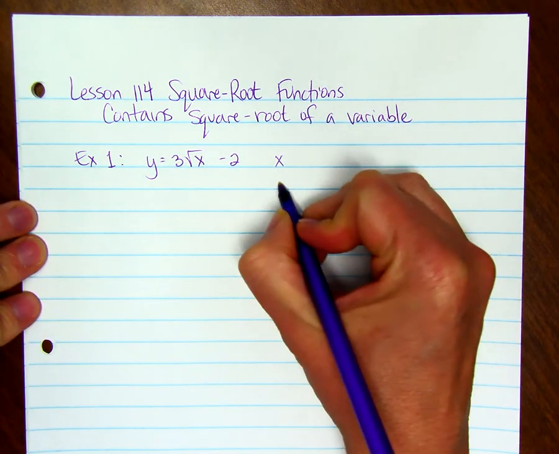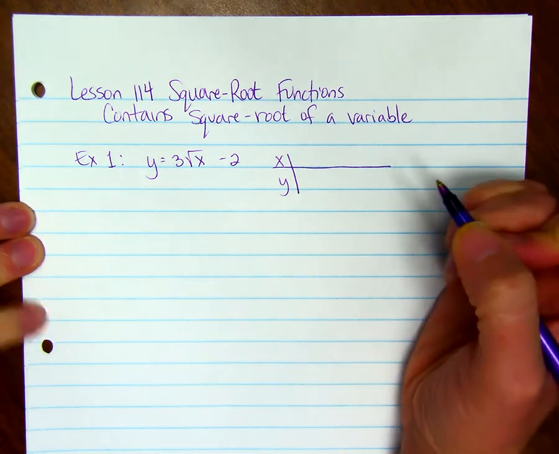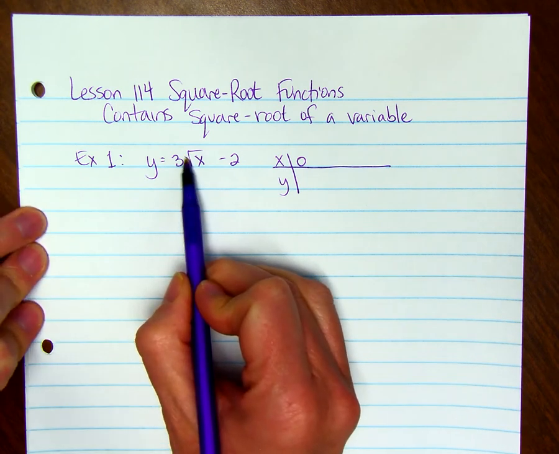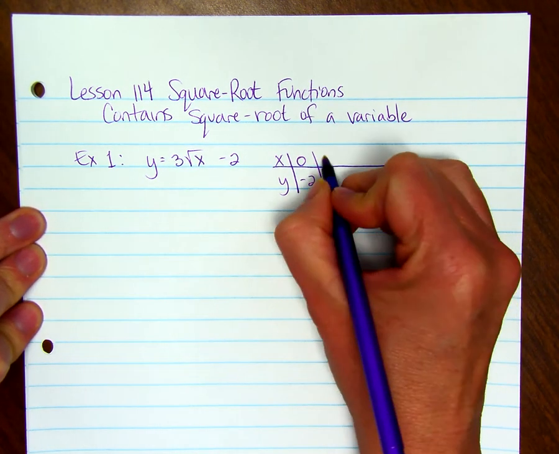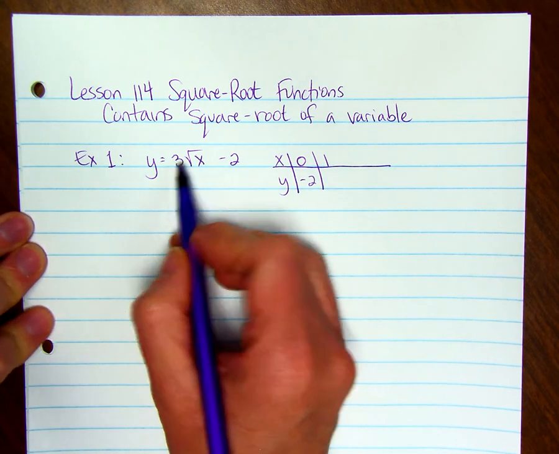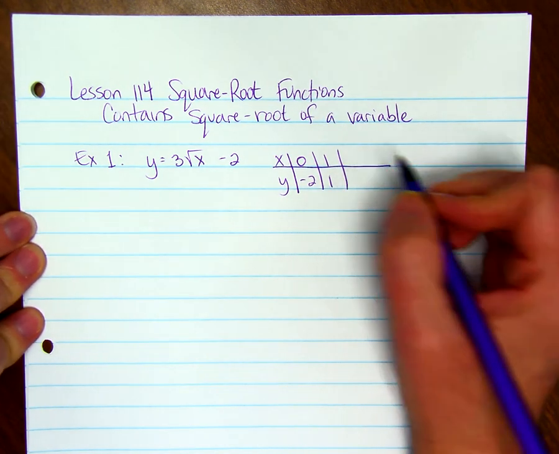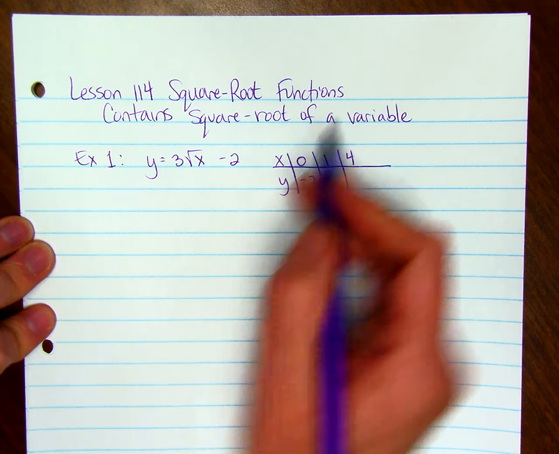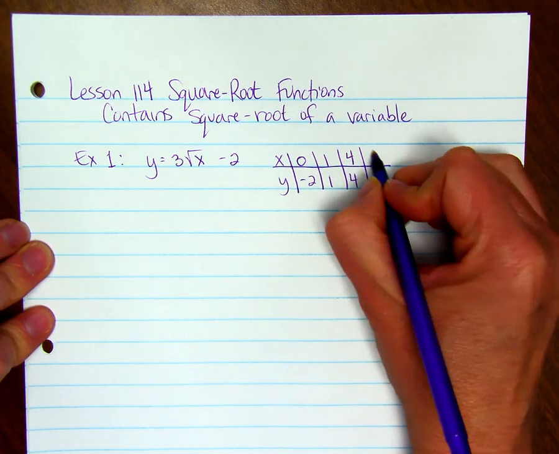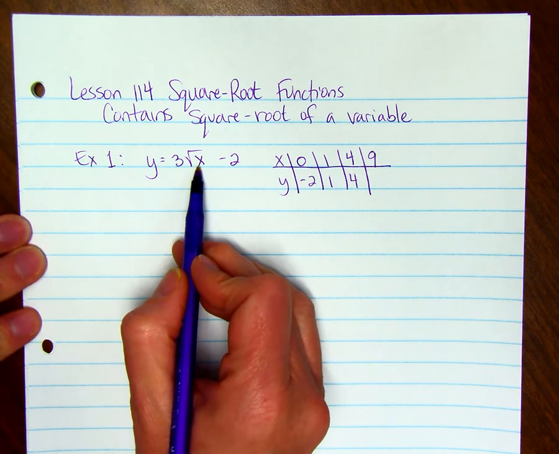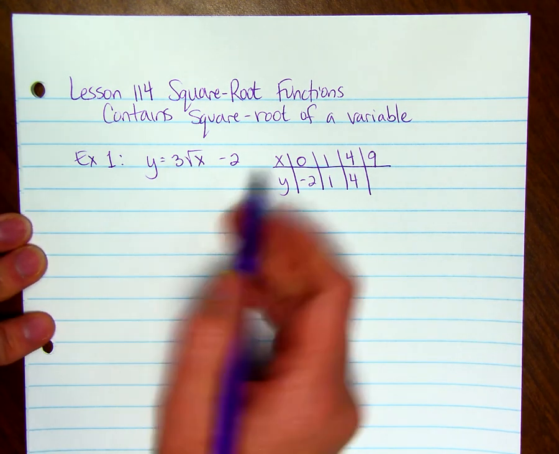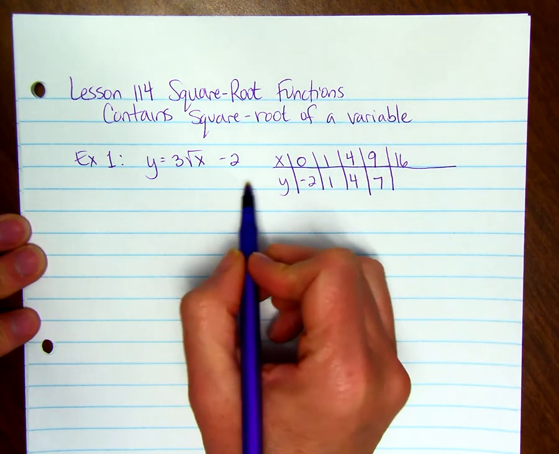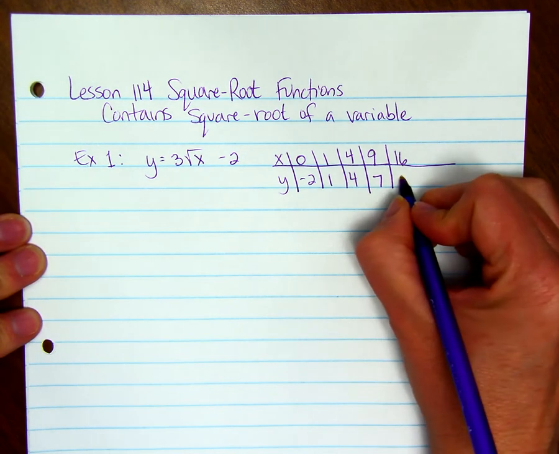Now if we did a table of values, I'm going to pick numbers for x that have a perfect square root. So 0. The square root of 0 is 0. Times 3 is 0. Minus 2 is negative 2. When x is 1, the square root of 1 is 1. Times 3 is 3. Minus 2 is 1. When x is 4, take the square root of 4, which is 2, times 3 is 6, minus 2 is 4. And when x is 9, we take the square root of 9, which is 3, times 3 is 9, minus 2 is 7. And we'll do one more here, 16, square root of 16 is 4, times 3 is 12, minus 2 is 10.